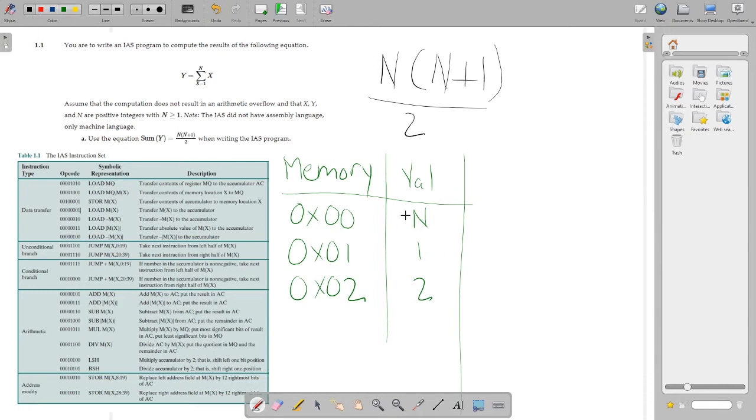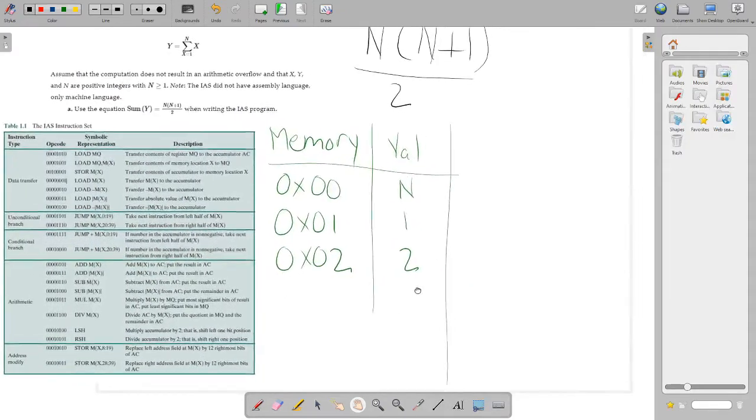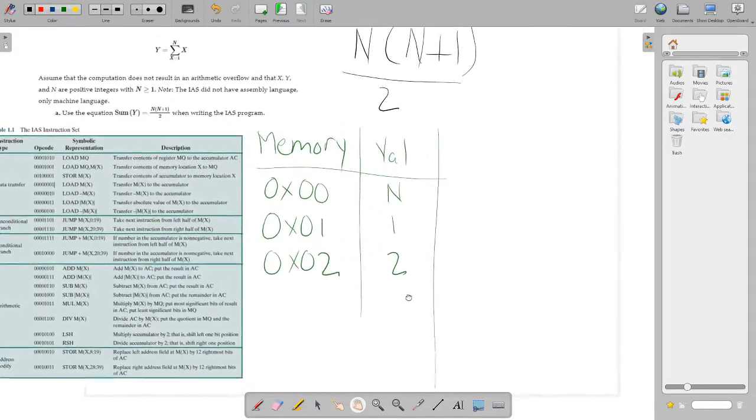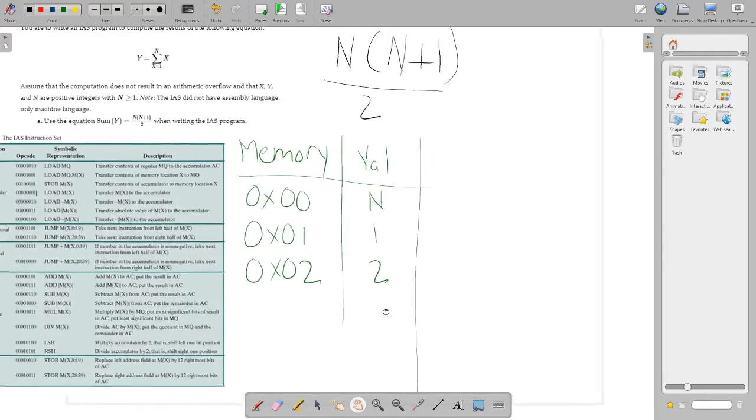Yeah. So everybody's saying we need to load first, right? So for the assembly, let's just move over a little bit. Okay, that's fine, I guess.